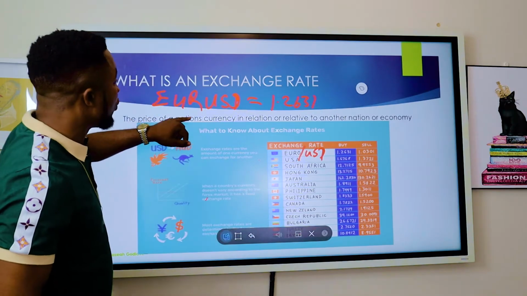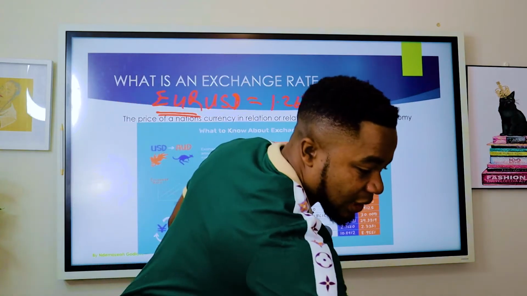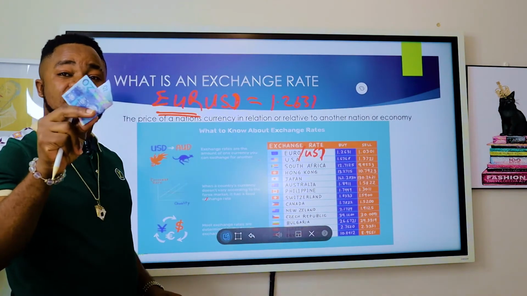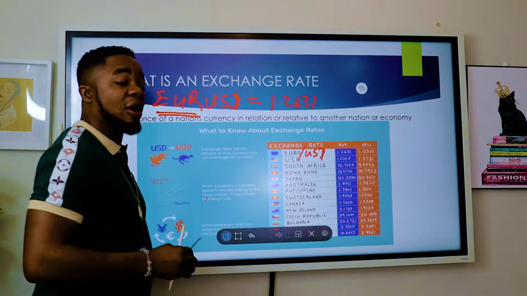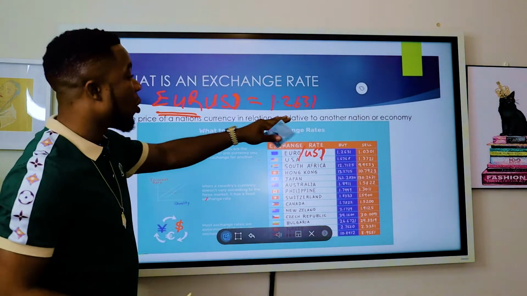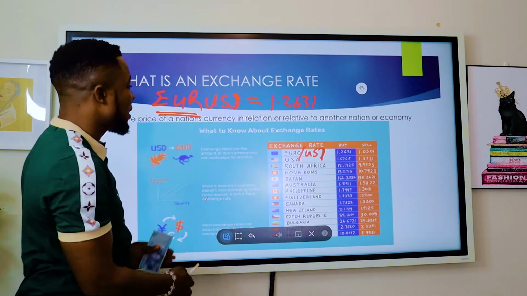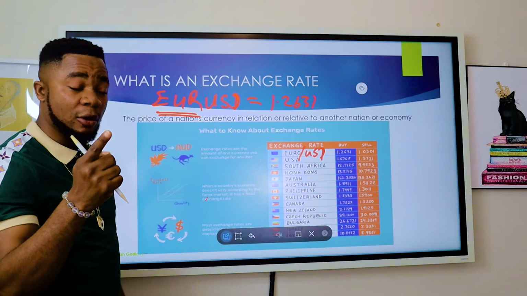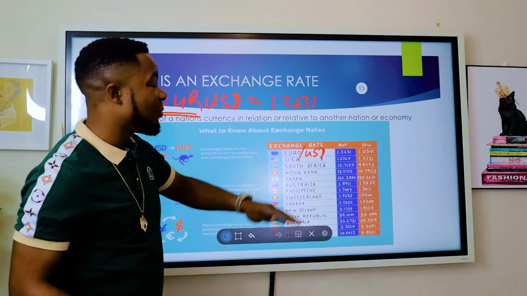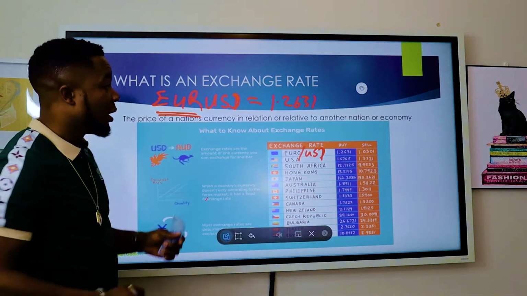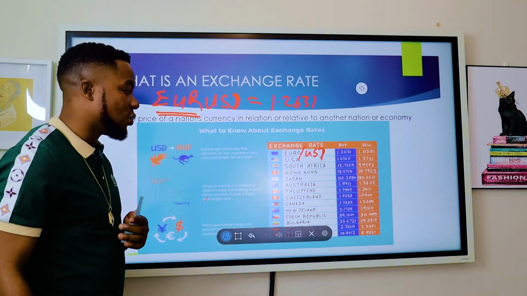it means for you to be able to purchase 1 euro, you need at least 1.2631 of the United States dollar, meaning the euro is more powerful than the United States dollar. Because you need more of the United States dollar to be able to buy 1 euro. That's why the exchange rate between Euro USD is equal to 1.263, meaning the euro is stronger, more valued, than the United States dollar.